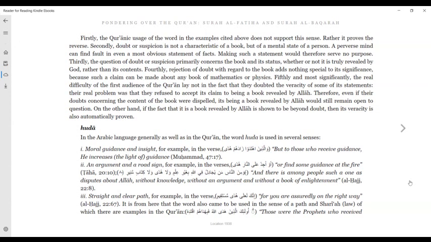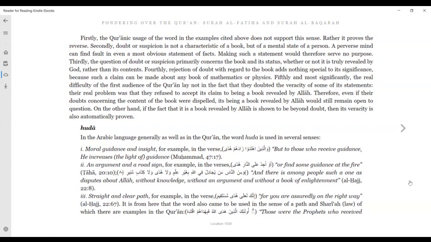Number two, an argument and a road sign. For example, in the verses, أَوْ أَجِدُ عَلَى النَّارِ هُدًى, or find some guidance at the fire. Surah Taha, chapter 20, verse 10. Also we read, وَمِنَ النَّاسِ مَنْ يُجَادِلُ فِي اللَّهِ بِغَيْرِ عِلْمٍ وَلَا هُدًى وَلَا كِتَابٍ مُنِيرٍ. And there is among people such a one as disputes about Allah without knowledge, without an argument, and without a book of enlightenment. Surah Al-Hajj, chapter 22, verse 8.